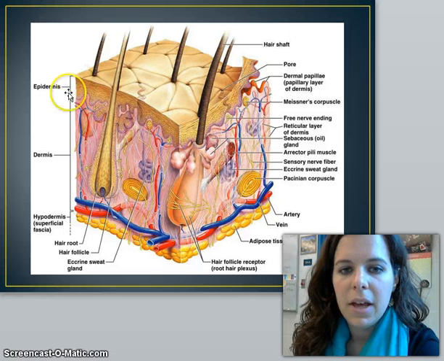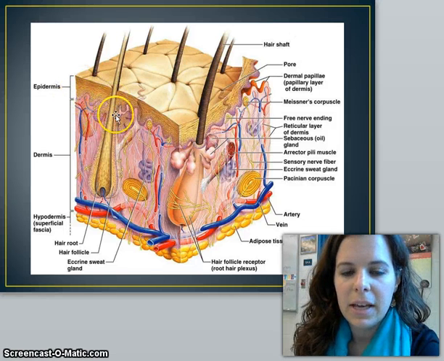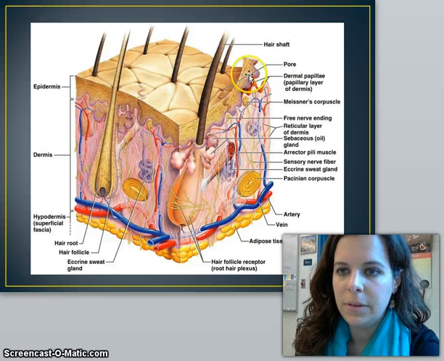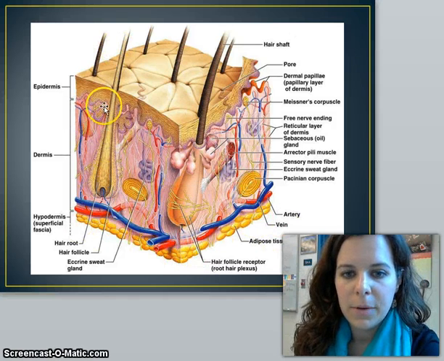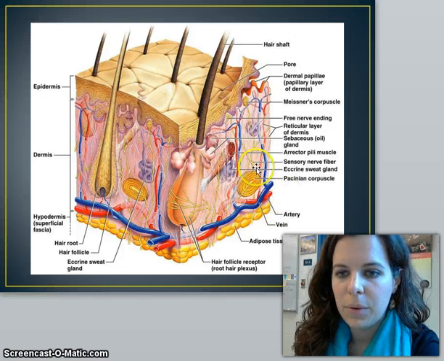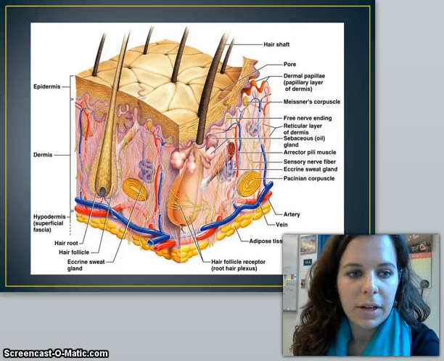So here's a picture. We have our epidermis and dermis, and you can see these loops and layers, the papillae that go up and down. As well as your subcutaneous tissue. We have some hairs in there. You can see all the blood vessels that go through, as well as some other things that we're going to talk about.